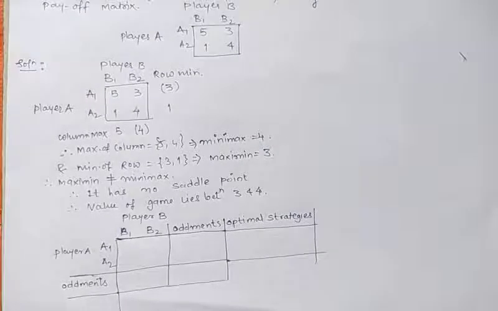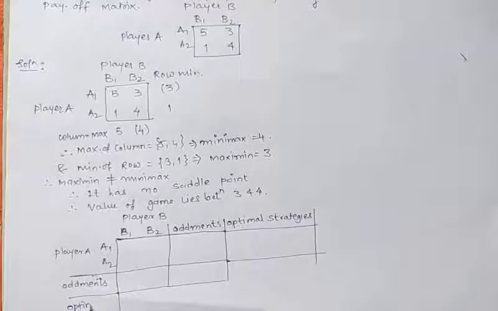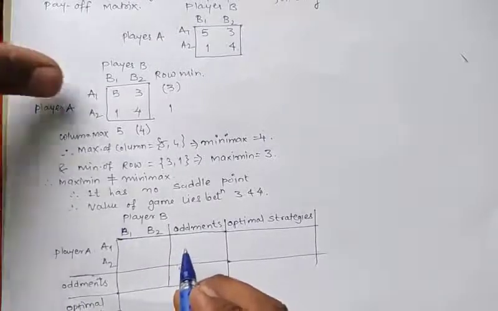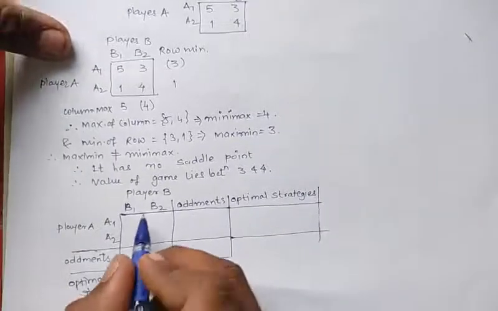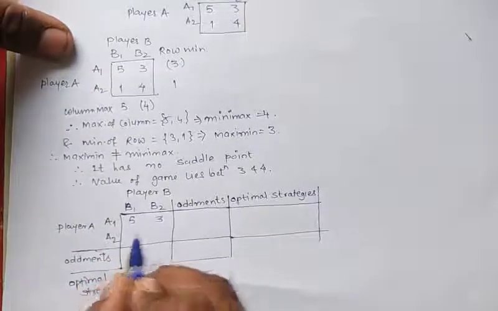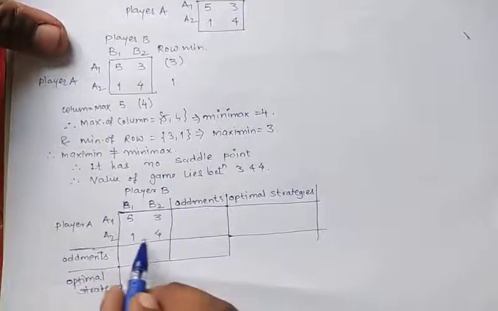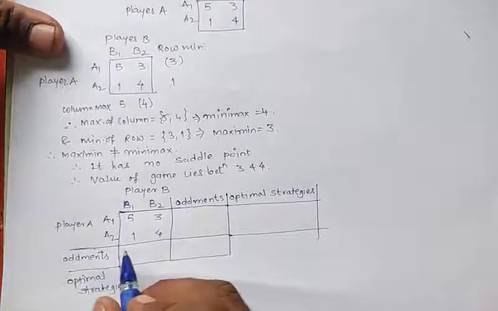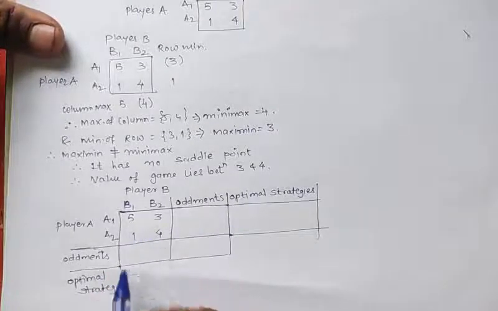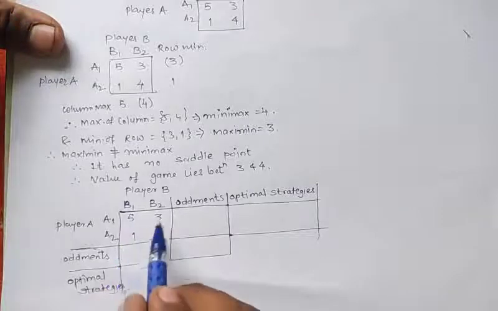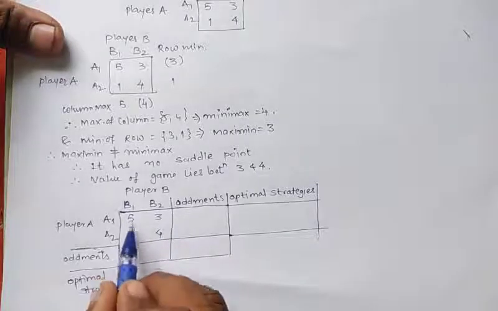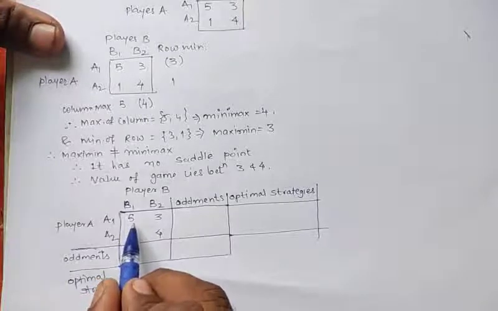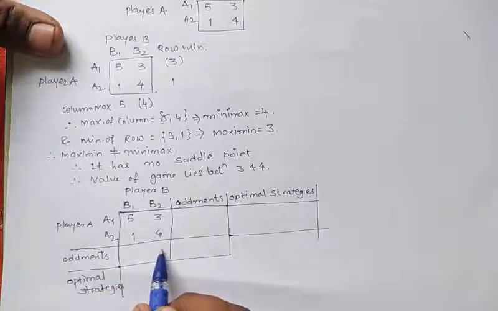And here also optimal strategies. Our given payoff matrix values are 5, 3, 1, 4. Now what is oddments? We will first find the column difference. The first column is 5, 1, the second column is 3, 4. Taking the difference of these two values and omitting the sign, we write this difference below the second column.